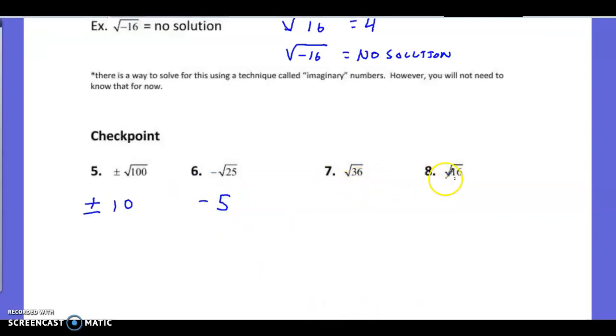You might already be able to do these in your head. What two of the same numbers would multiply to equal 36? Type it in your calculator, but if you don't know, it would be 6. And we've already done 16 a bunch of times. That would be 4. These are called perfect squares when you can take the square root of a number and it comes out as a whole number.